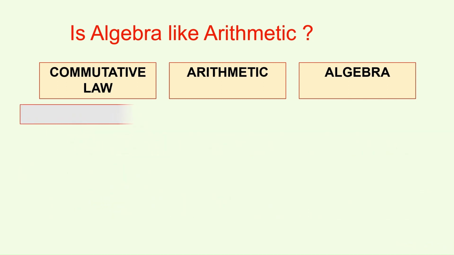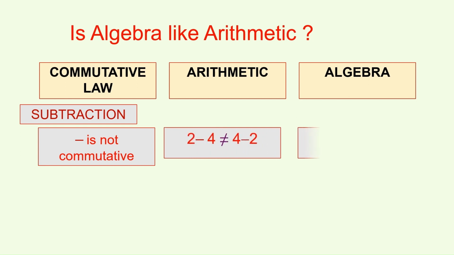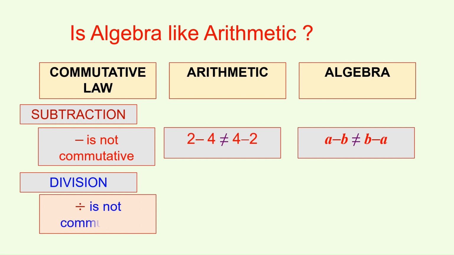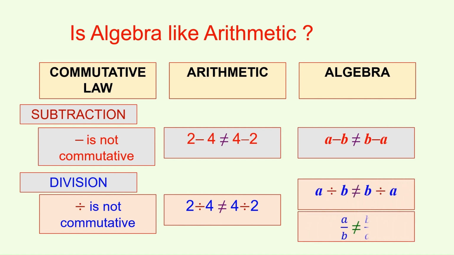Please note, commutative law is not applicable in the operation of subtractions and division. See chart. 2 minus 4 is not equal to 4 minus 2. So A minus B is not equal to B minus A. Note, 2 divided by 4 is not equal to 4 divided by 2. So A divided by B is not equal to B divided by A.